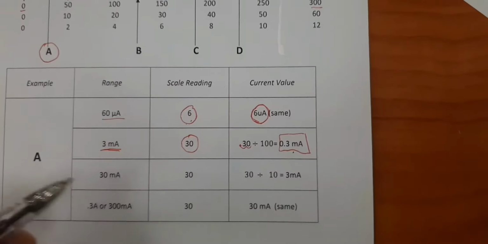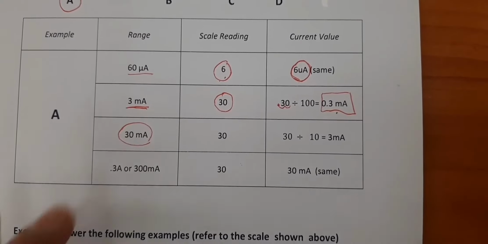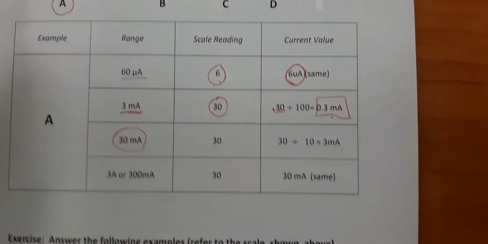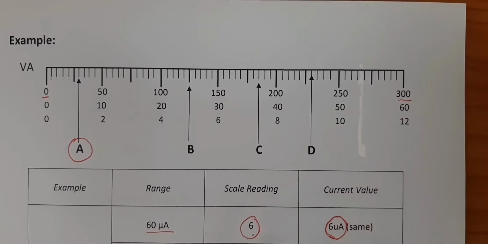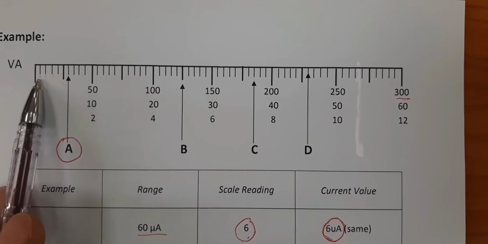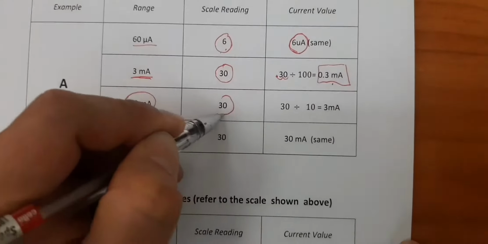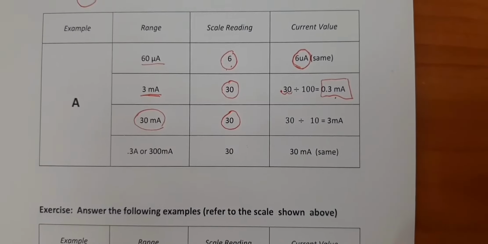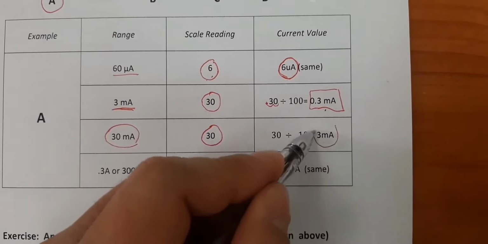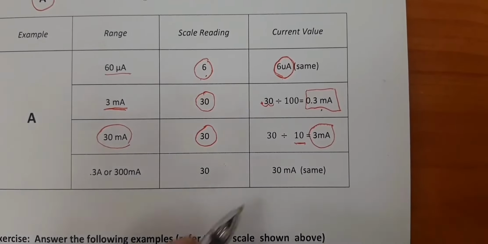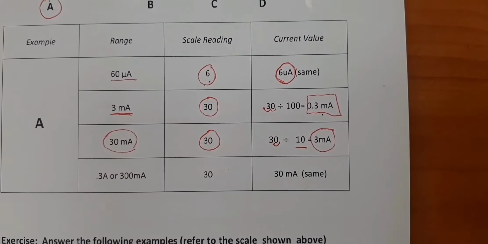Then, next, 30 milliampere. For 30 milliampere, we use the same scale from 0 to 300, and each line is equivalent to 5. So this is 5, 10, 15, 20, 25, 30. Our scale reading is 30. Divided by 10, we have 3 milliampere, or you just move 1 decimal point going to the left. So we have 3 milliampere.